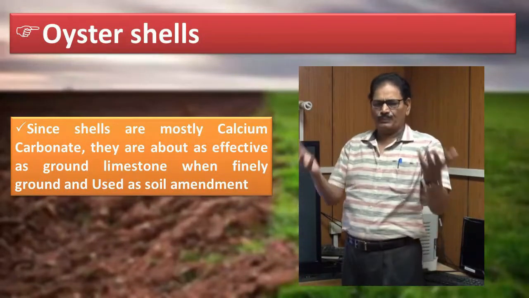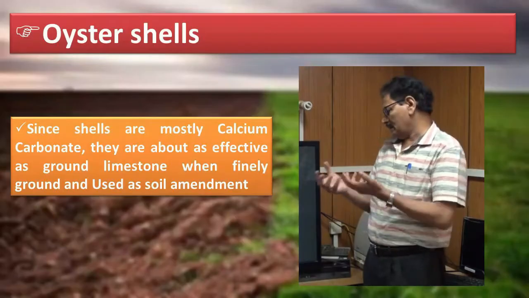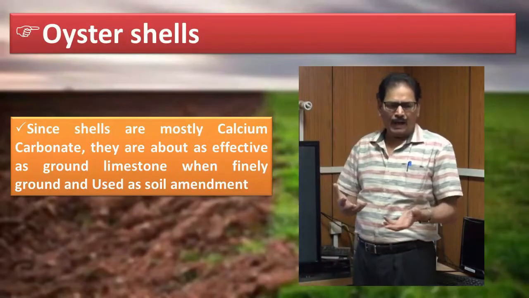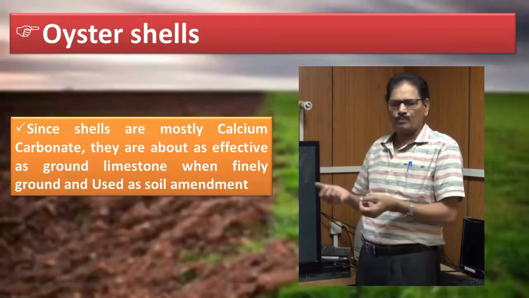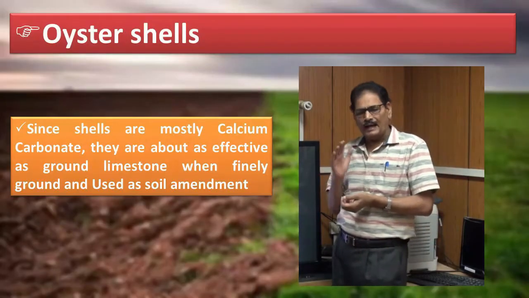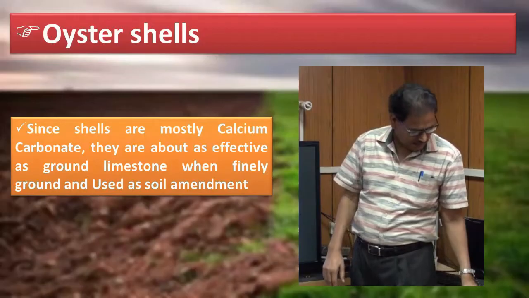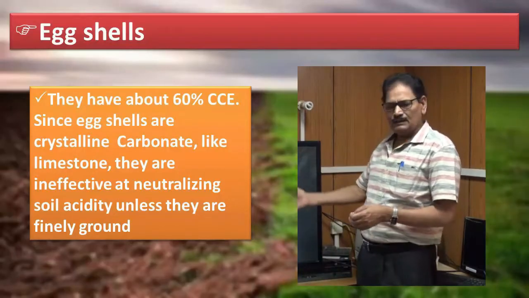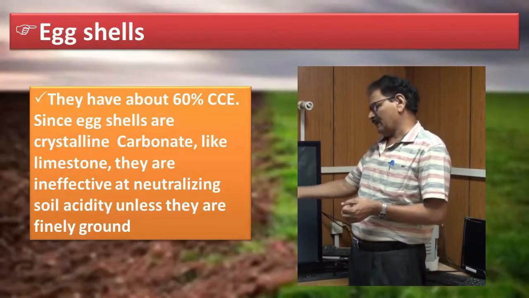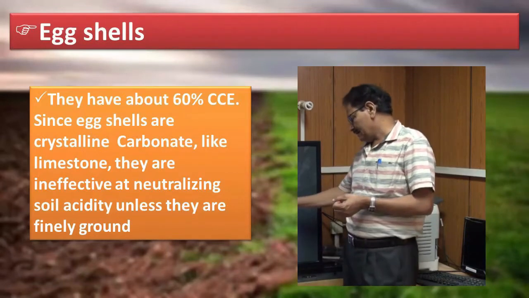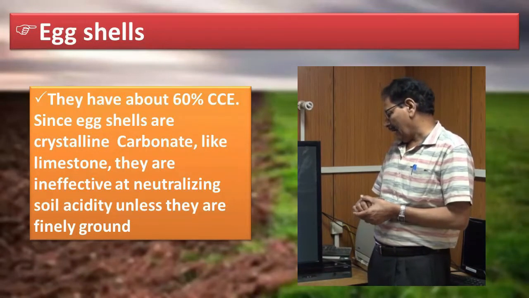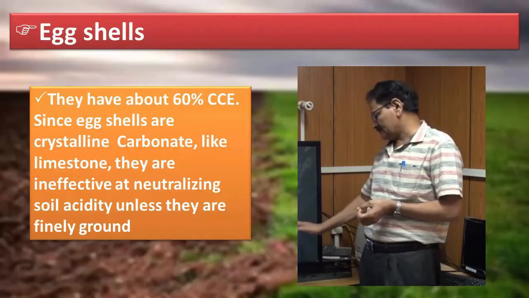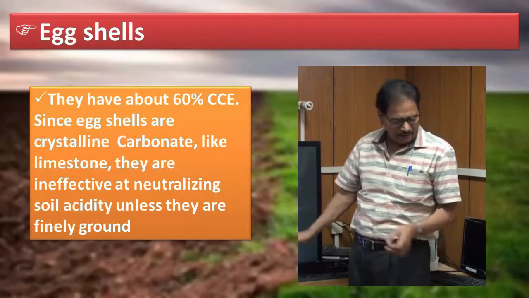Shell is formed by calcium carbonate. So if we apply this shell in the form of powder, it is also as effective as calcium carbonate. Eggshells have about 60% CaCO3, calcium carbonate equivalent. Since eggshells are crystalline carbonate like limestone, they are ineffective at neutralizing soil acidity unless they are finely ground.